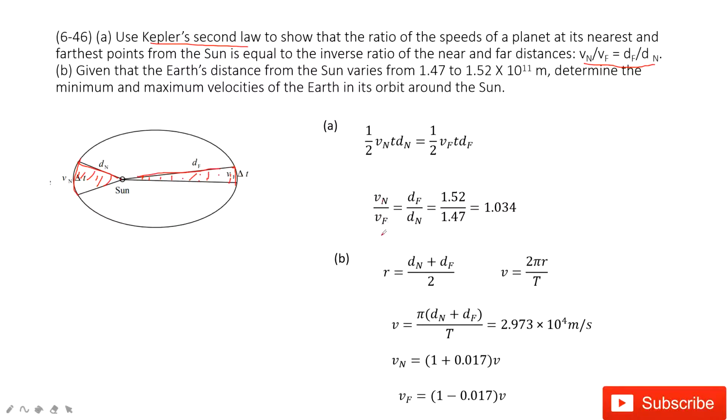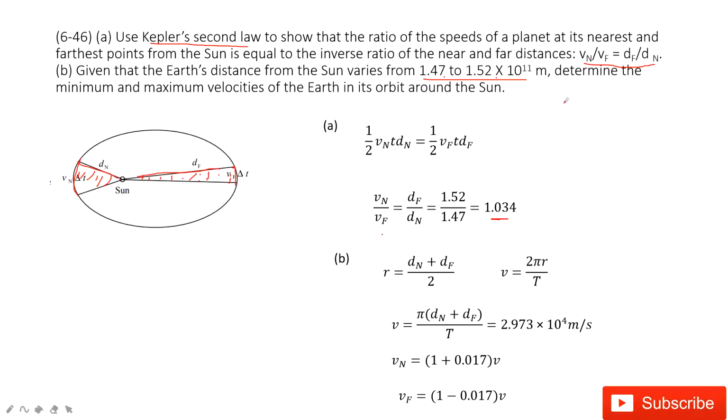And after we prove this ratio, right? The next one tells us we know the Earth's distance from the Sun is in this range. What does that mean? This one is the nearest point. This one is the faraway point. So we can determine the ratio of the distance of the faraway point to the nearest distance, right? And this ratio is also the reverse of the speed ratio. Do you agree with this part?